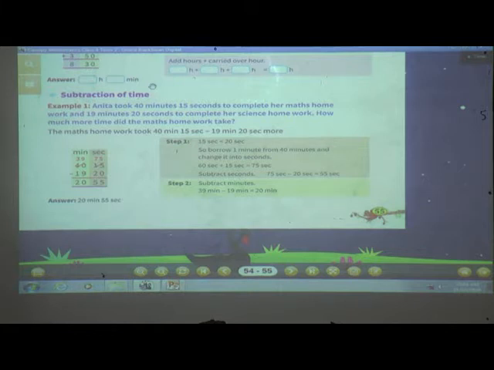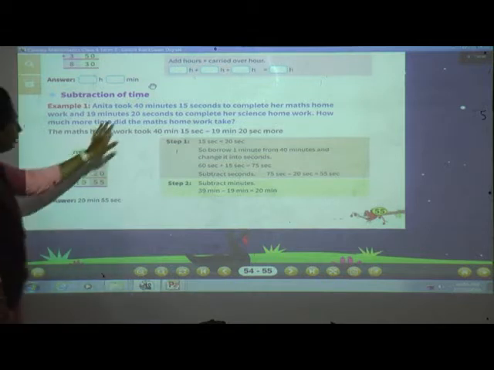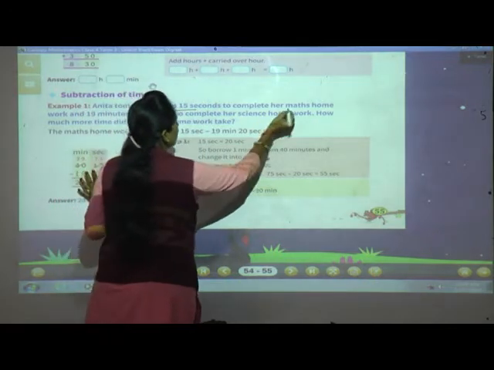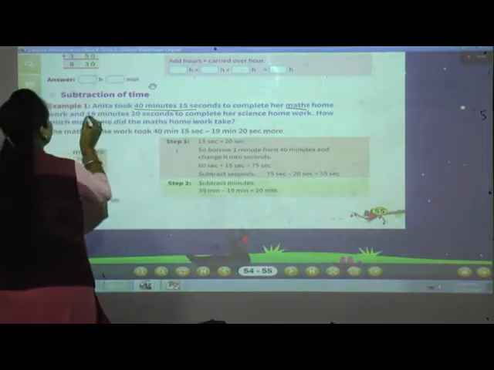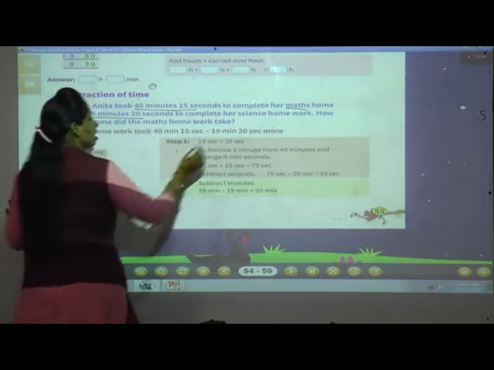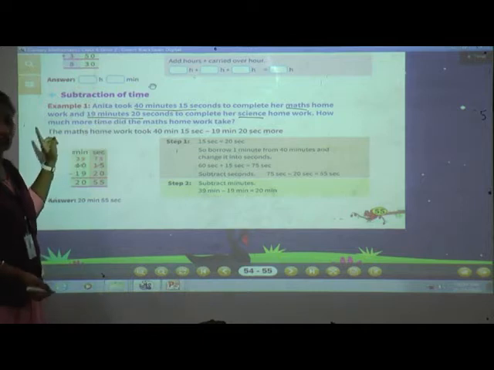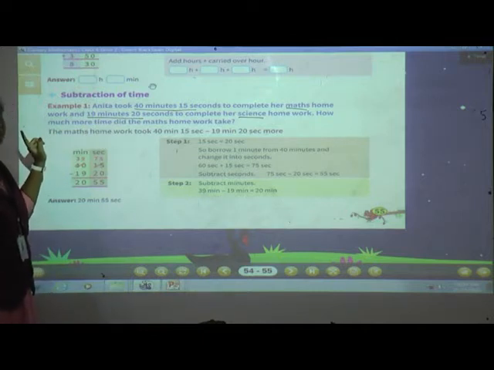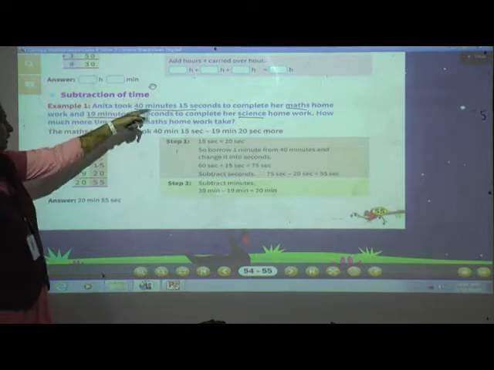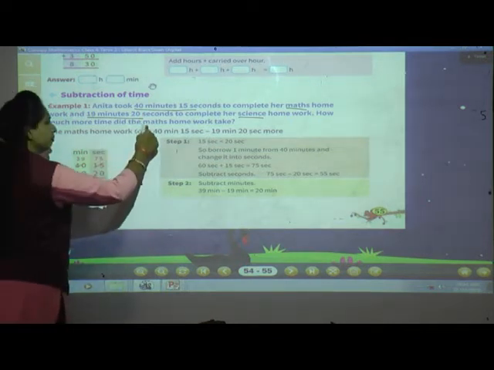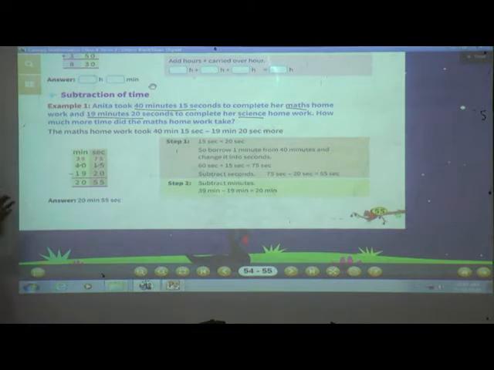Now the girl Anita has taken 40 minutes and 15 seconds to complete her maths homework, and 19 minutes 20 seconds for science homework. Can you compare which subject she has taken more time for? Of course she had given more time to maths. And what we have to find out is how much more time the maths homework took, so how much more time she gave to the maths subject.